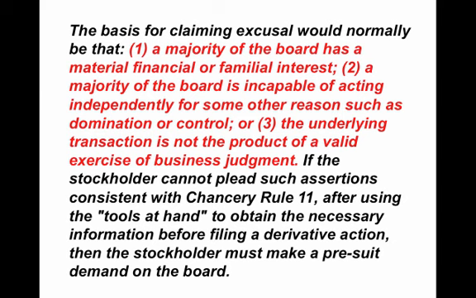2. A majority of the board is incapable of acting independently for some other reason, such as domination or control, again, a duty of loyalty concern. Or 3, the underlying transaction is not the product of a valid exercise of business judgment. And again, in those cases where we can overcome the business judgment rule, we have to show there is either a lack of good faith, right, or a lack of informed business judgment. In other words, they so clearly did not perform the dance, if you will, that we cannot give them the presumption of the business judgment rule.